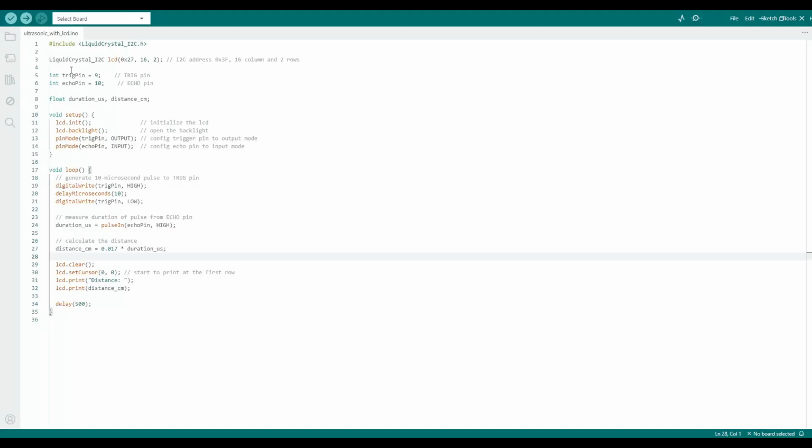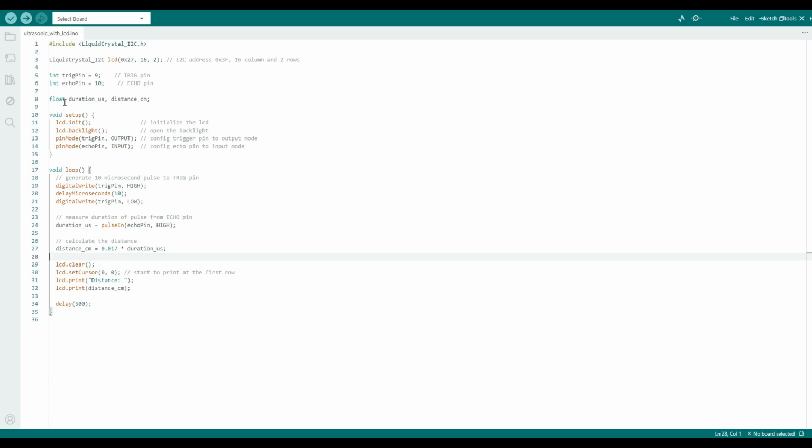Good afternoon, ma'am. Today I'm going to explain the LCD crystal again. The LCD is connected to pin 6, with 16 columns and 2 rows. Here we put the trigger pin at 9, and the echo pin goes in pin 10.